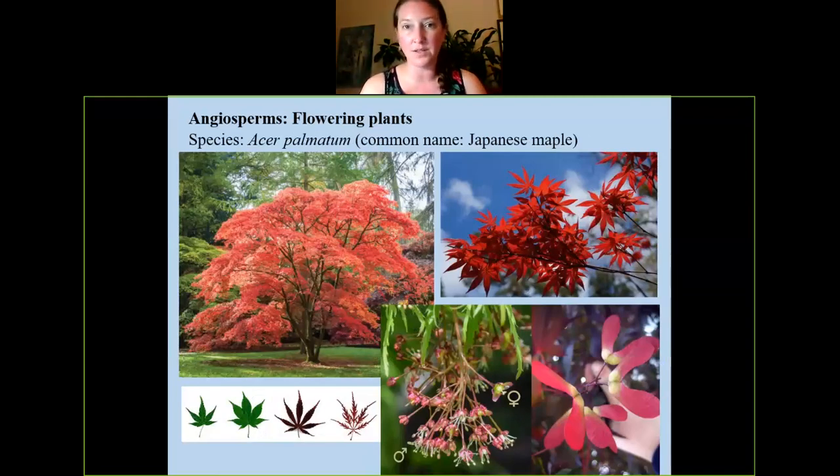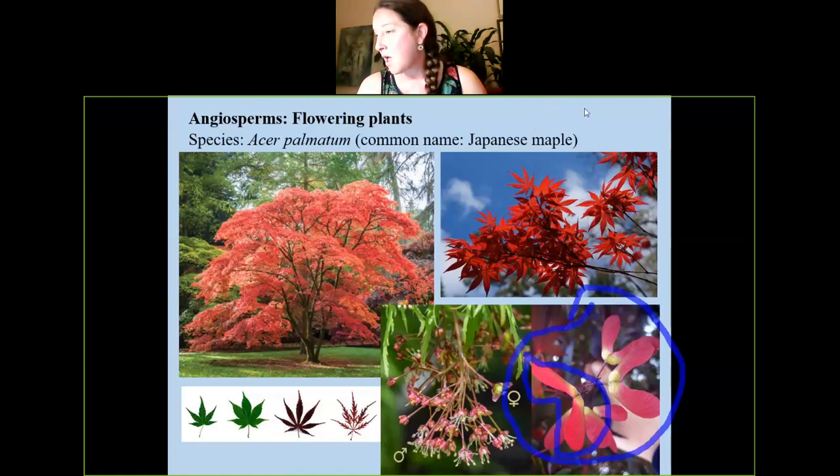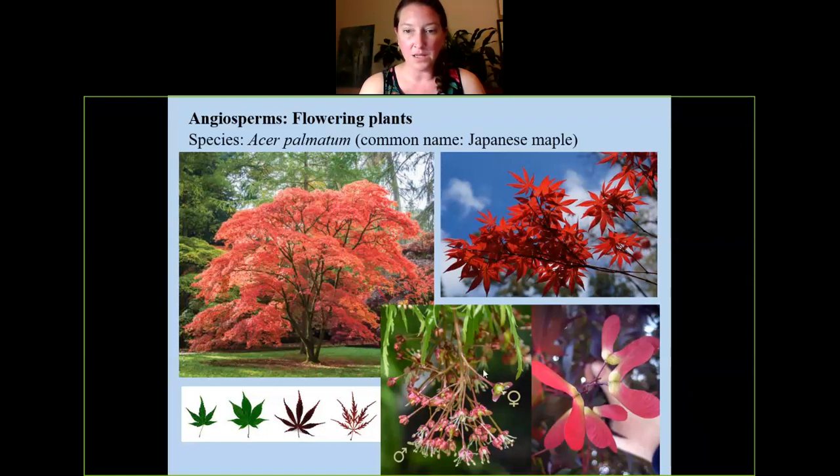These also have samaras, right? That helicopter that I was showing you before. Here's one helicopter right there. Samara. And they're monoecious. So you can see here both sex organs are located on the same tree. In this case, they're in separate flowers, but they're both on the same tree. Here's a female flower. Here's a male flower, and they're on the same tree. So it's a monoecious species. Okay, next.